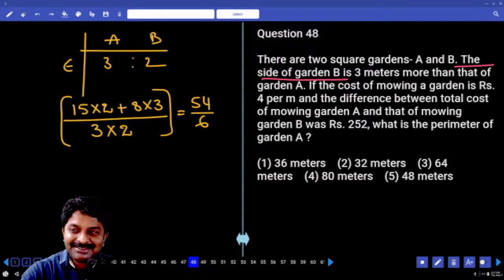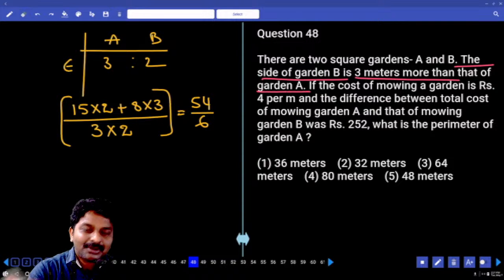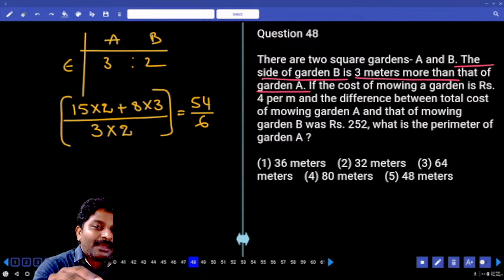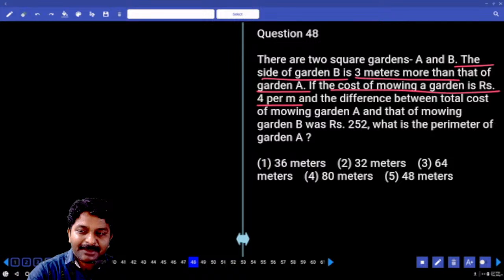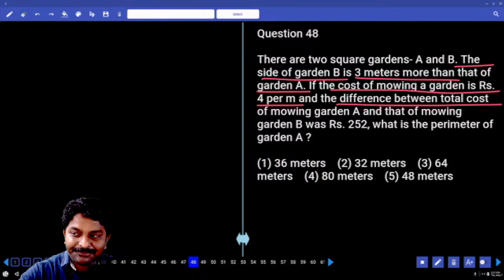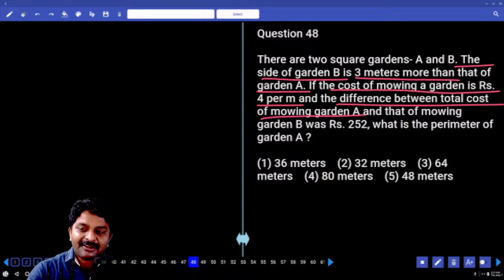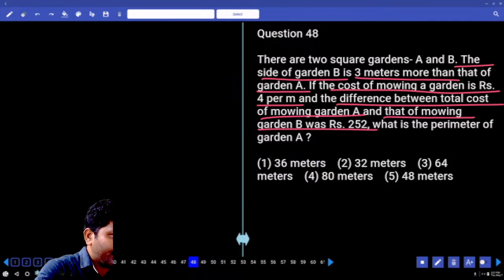B's side is 3 meters more than A. If A's side is A, B becomes A plus 3. The cost of mowing a garden is 4 rupees per meter, and the difference between the total cost of mowing garden A and that of garden B was 252 rupees. In terms of rupees, the difference in mowing garden A and garden B is equal to 252 rupees.